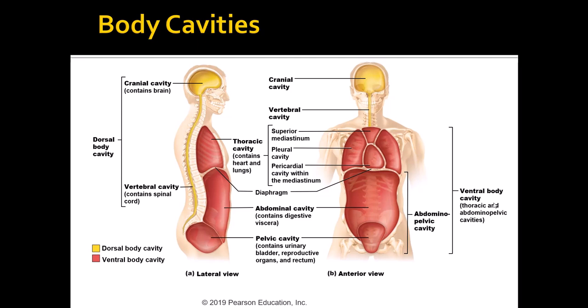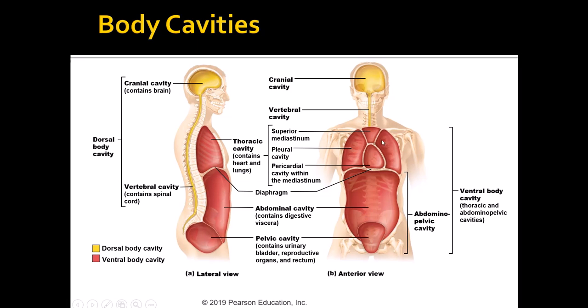The other bit of terminology is kind of the spaces within the body. That's what we call cavities. A cavity is essentially just a space that houses some organs. The two major body cavities are the dorsal body cavity and then the ventral body cavity. The dorsal body cavity is then further subdivided into the cranial cavity that contains your brain and the vertebral cavity that contains your spinal cord.